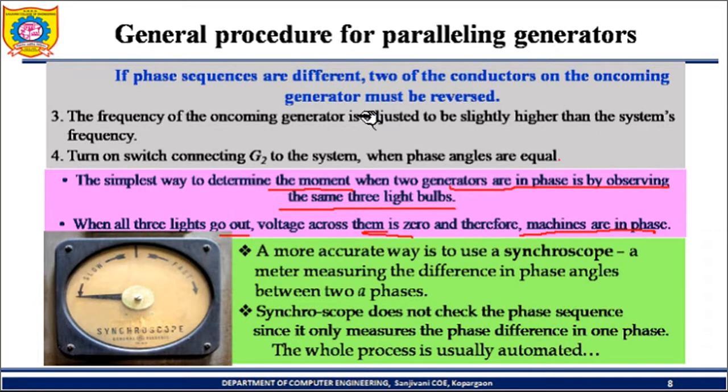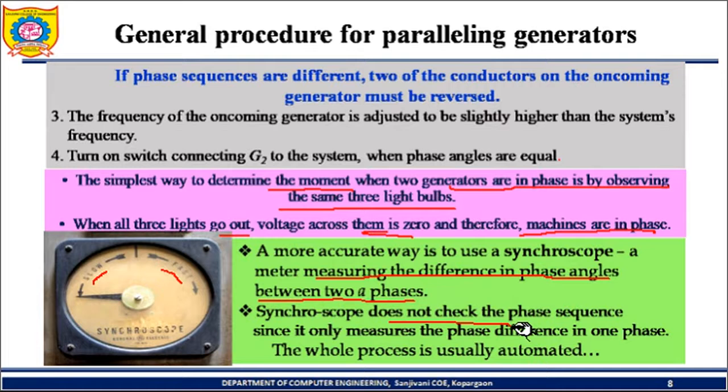This is the general procedure using bulbs, but in power generating stations the synchronoscope is used. You can see the synchronoscope pictures here. On this side the word is slow, and on this side the word is fast. A more accurate way is to use a synchronoscope, a meter measuring the difference in phase angle between two phases.